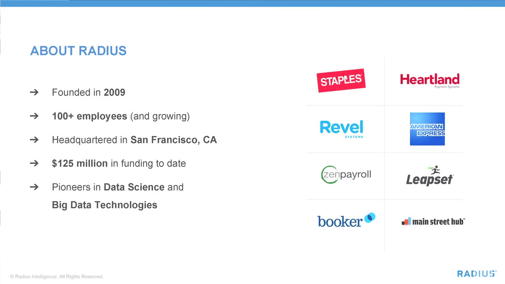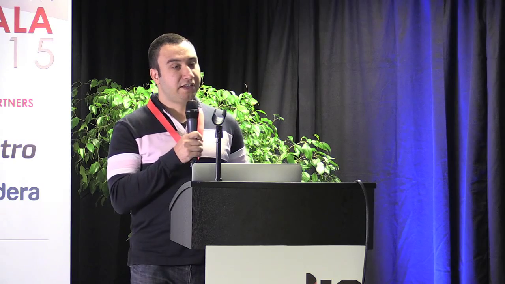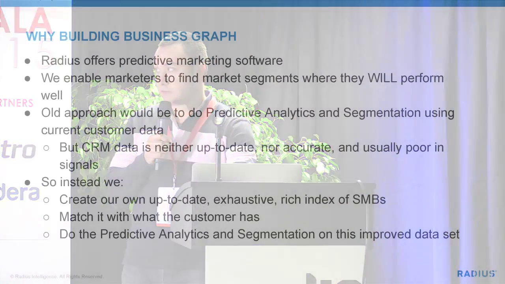Now, Radius was founded in 2009. We are over 100 now. We recently closed 50 million in Series D. That's over 125 million total. And our customers include Staples, American Express. I mean, customers that need to sell to a lot of customers and for which CRM data is obviously critical. We are very heavy in data science and big data technologies.